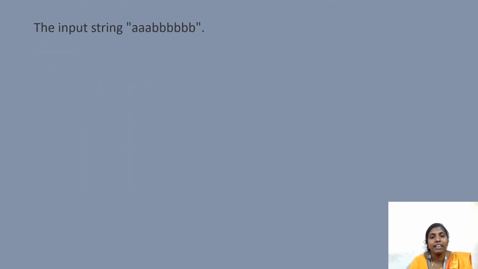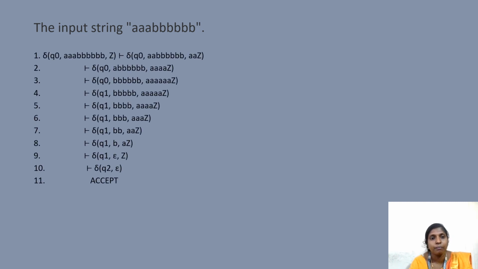Consider the n value equal to 3. Therefore, the input string is 3 A's followed by 6 B's. Initially, the configuration is Q0, comma, AAABBBBBB, comma, Z. Once we read A, the first symbol, 2 A's will be inserted in the stack. Therefore, the transition gives Q0, comma, AABBBBBB, comma, AAZ. At the next step, again A is read, and again 2 A's are inserted in the stack, that is, we are pushing.